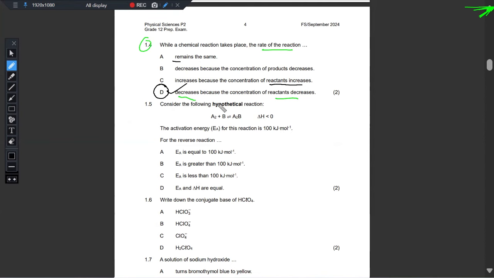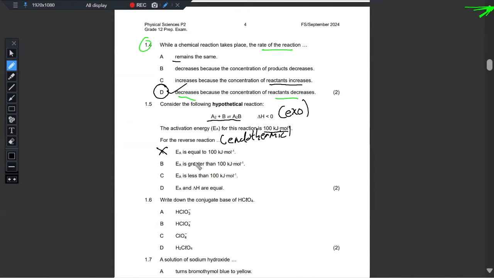Then 1.5 says, consider the following hypothetical reaction, which is a reversible reaction. The activation energy EA for this reaction is 100 kilojoules per mole. Now, the forward reaction is exothermic, being indicated by this. For the reverse reaction, it would have to be endothermic because this is a reversible reaction. Will the EA be equal to 100 kilojoules per mole? Not quite, so this one would be wrong.